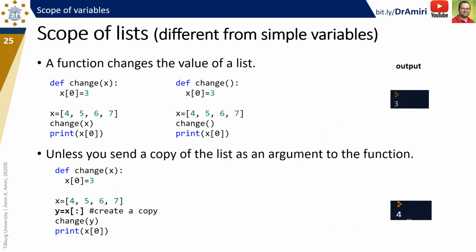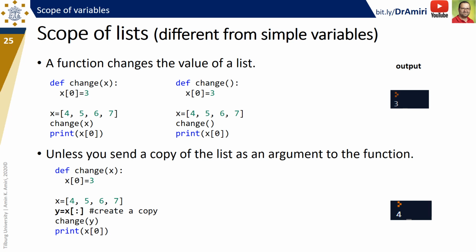But keep in mind that this is completely different for arrays, for lists, for dictionaries, for sets. A function can always change the value of a list. Here you see that in the main body of the code, we have a list called X. It has 4, 5, 6, and 7. When you try to use the function change to set the 0th element to 3, you see that that element is changed as a result of the function.